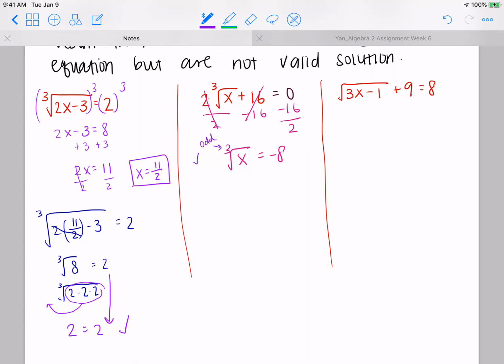But if it was a square root, then no, we cannot continue to make it equal to a negative number. Okay, so let's cube both sides. These get canceled out. I have x equals negative 8 to the third power. Maybe you can use a calculator for that, but that equals negative 512.